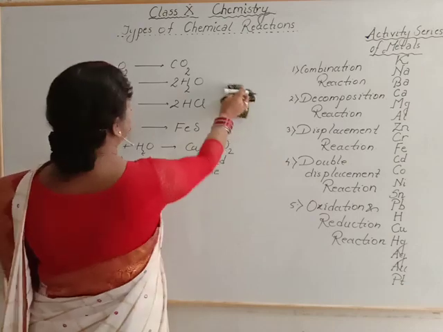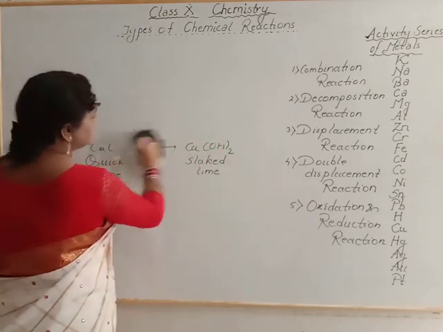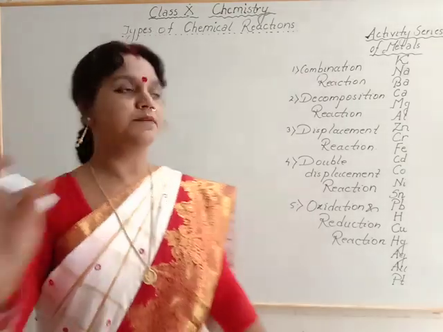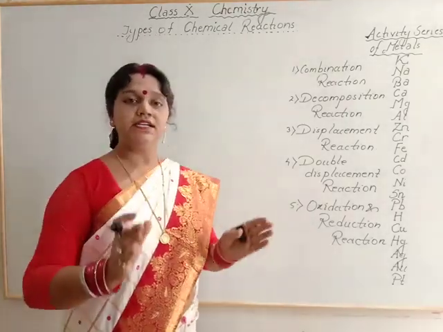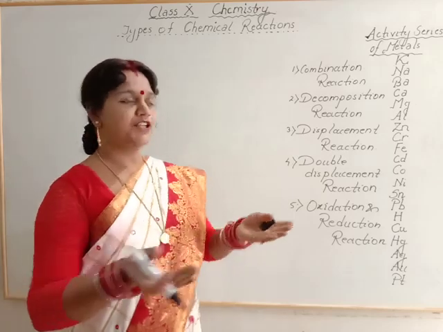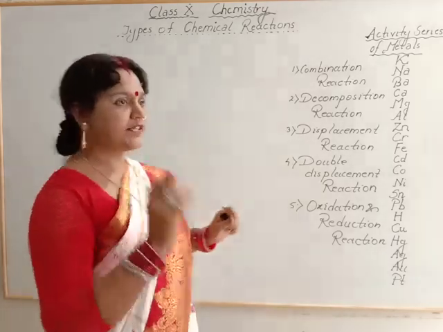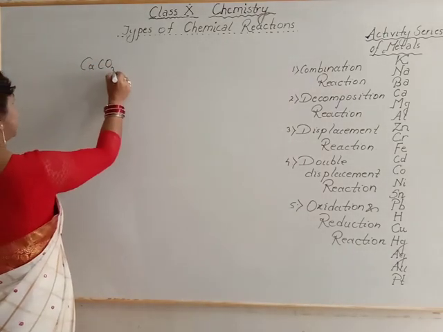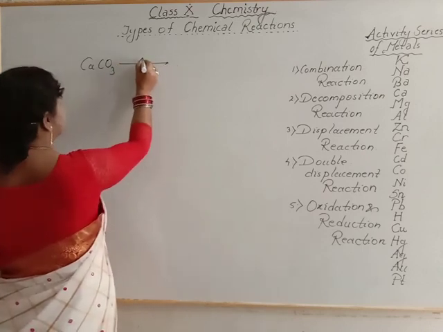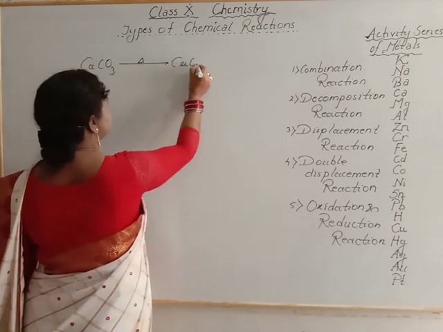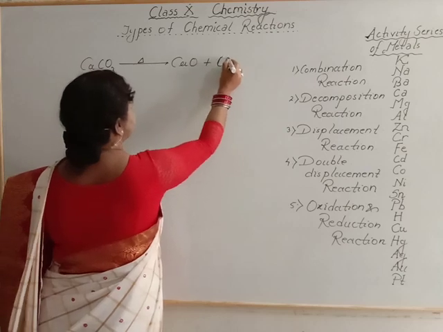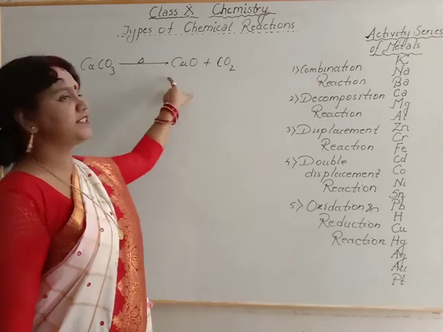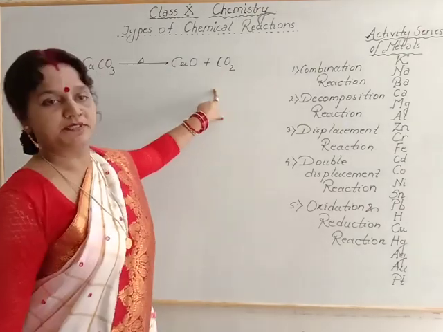Now next is your decomposition reaction. Now see the examples of decomposition reaction. What is decomposition reaction? Decomposition reaction is a reaction in which a single substance splits into smaller substances. Now see first example: CaCO3, calcium carbonate. When heated, what will happen? It converts into calcium oxide and carbon dioxide. So you can see that a single substance splits into two smaller substances.